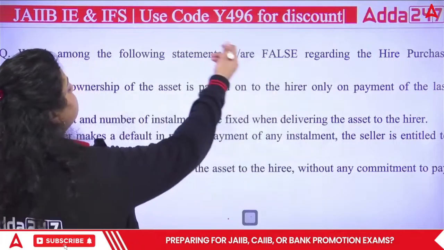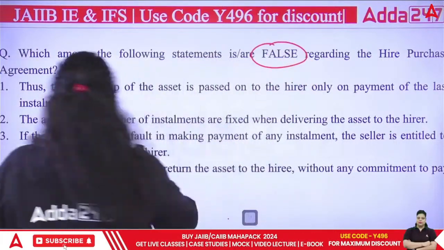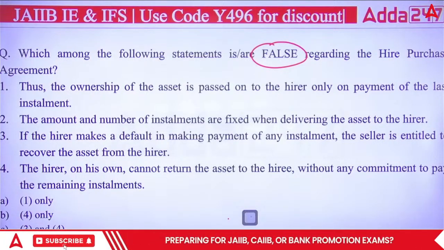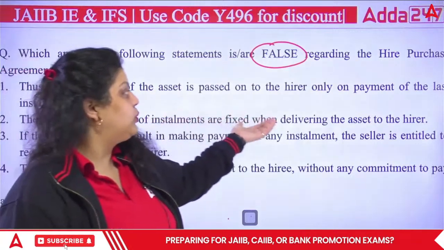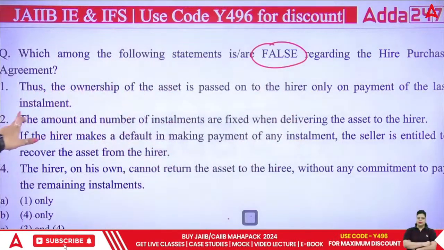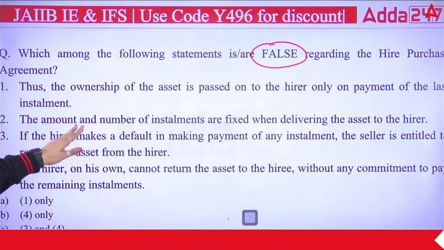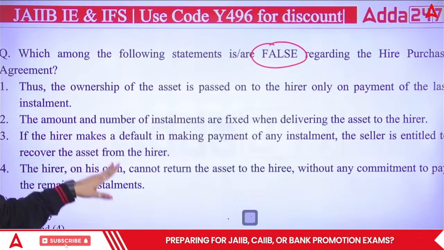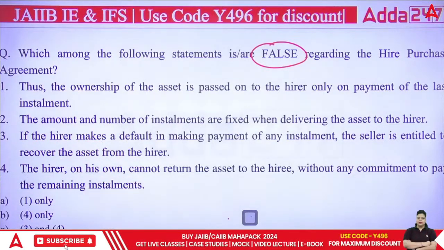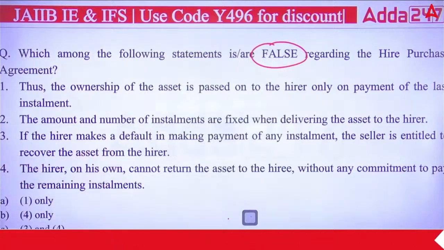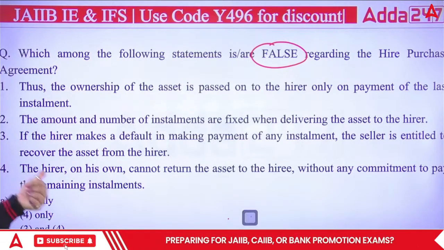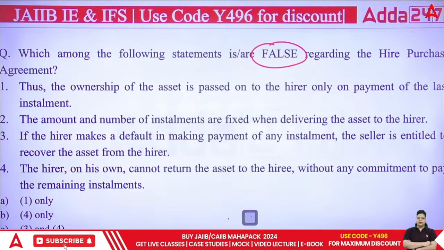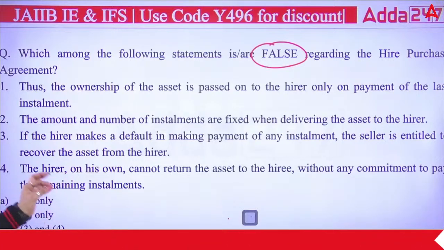Next question: which among the following statements are false regarding the hire purchase agreement? First, the ownership of the asset is passed on to the hirer only on payment of the last installment. Second, the amount and number of installments are fixed when the asset is delivered to the hirer. Third, if the hirer makes a default in payment of any installment, the seller is entitled to recover the asset from the hirer. Fourth, the hirer on his own cannot return the asset to the owner without any commitment to pay the remaining installments. So, which of the following is false? You have to answer.